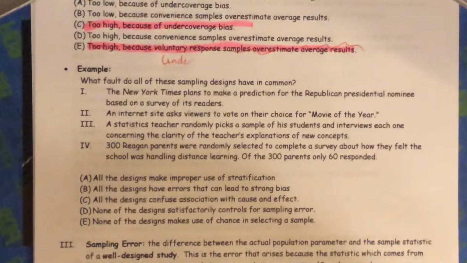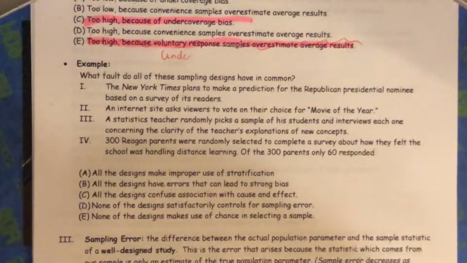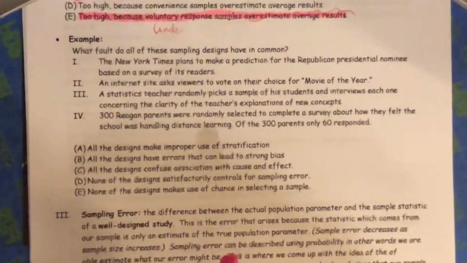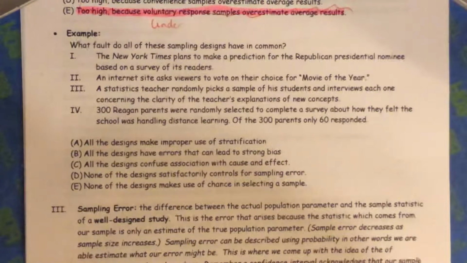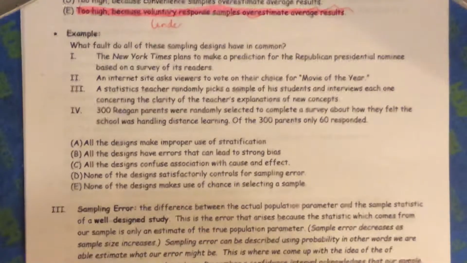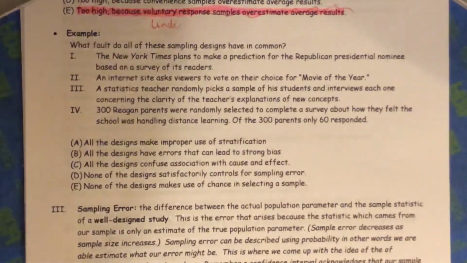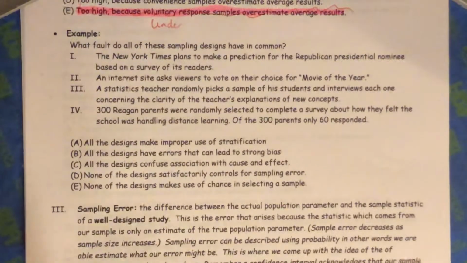So which of the faults do the sampling designs have in common? The New York Times plans to make a prediction for the Republican presidential nominee based on a survey of its readers. Well, the problem with this is it's only surveying its readers, and that's a select group of the population, so it's not representative of the entire population.